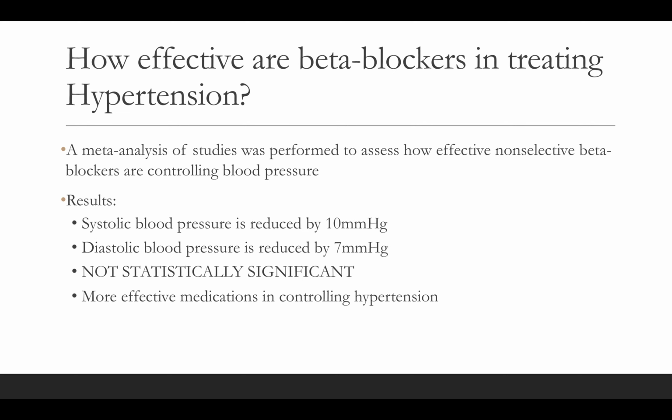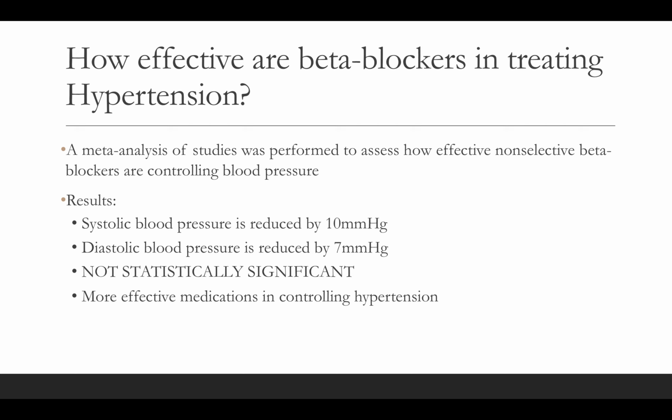Definitely real. Finally, I know I discussed hypertension earlier, but I would like to examine just how effective beta blockers are at treating hypertension. Luckily, researchers were also curious, so a meta-analysis of studies was performed to assess how effective non-selective beta blockers are at controlling blood pressure. Systolic blood pressure was reduced by 10 millimeters of mercury when a beta blocker was prescribed. Diastolic blood pressure was reduced by 7 millimeters of mercury.